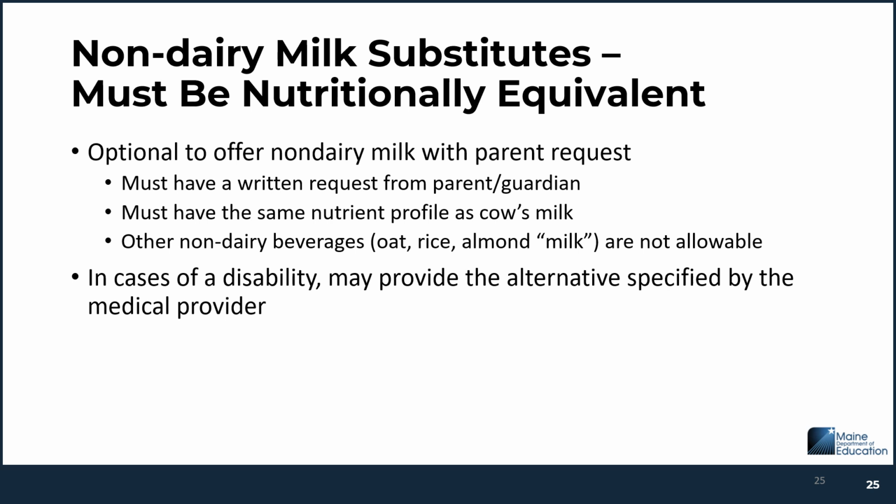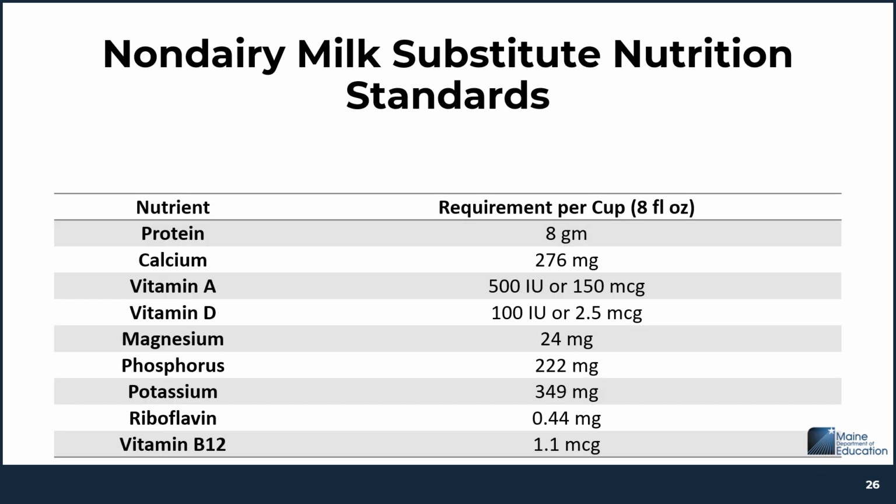However, in cases of a disability, which require a non-dairy alternative to cow's milk, you must have the completed medical statement from the doctor, and then you have to follow the instructions on the form. So that would be the only case when there may be a non-dairy option that's provided that does not meet the nutrition criteria. So here's the nutrition profile of cow's milk. If providing a non-dairy option with written parental request, the substitute that you offer must meet or exceed the nutrition criteria on the screen.